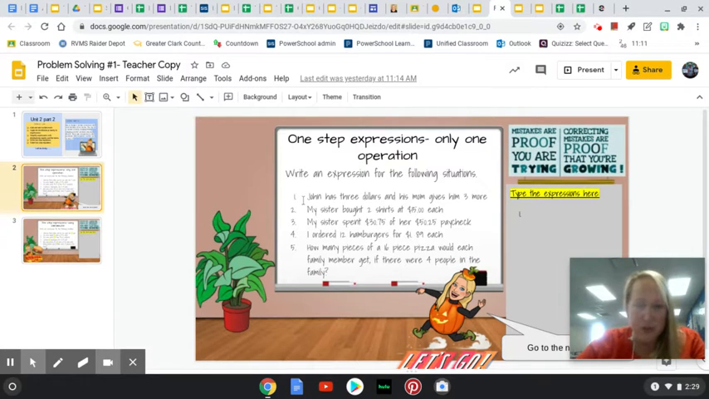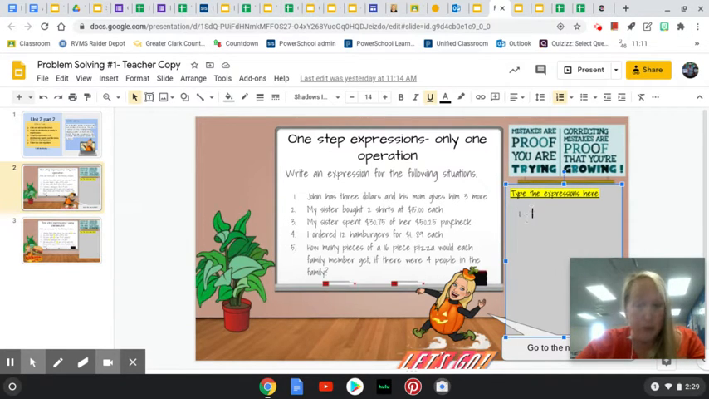If we look at this first one, it says John has $3 and his mom gives him 3 more. How can we mathematically represent that? Well, we're going to go over here and type it in. John has $3, so $3. I love that it's underlined. I'm going to unfix that because that just bugs me. $3 plus the $3 that his mom gives him. Guess what? You just made an expression. So that's all you have to do for these.